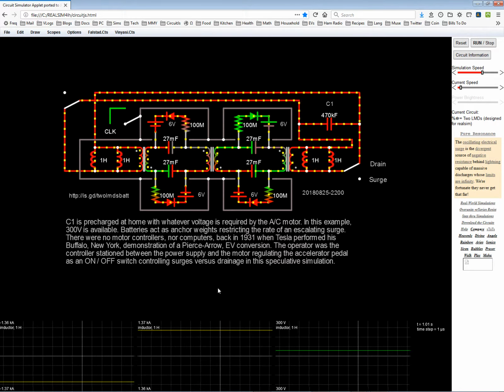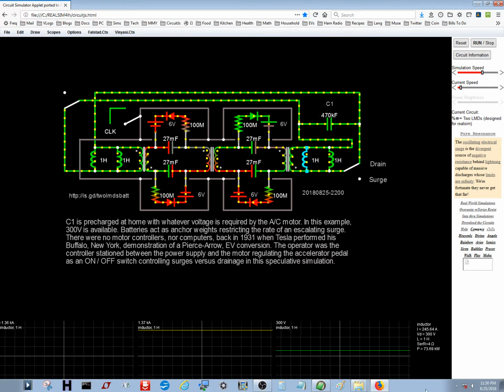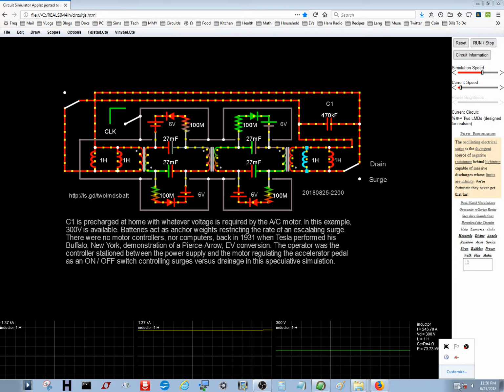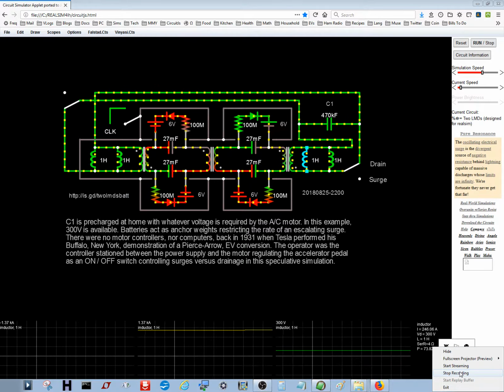I think that's everything I wanted to say. Okay. Happy simulating. Here it is. Find the off switch.